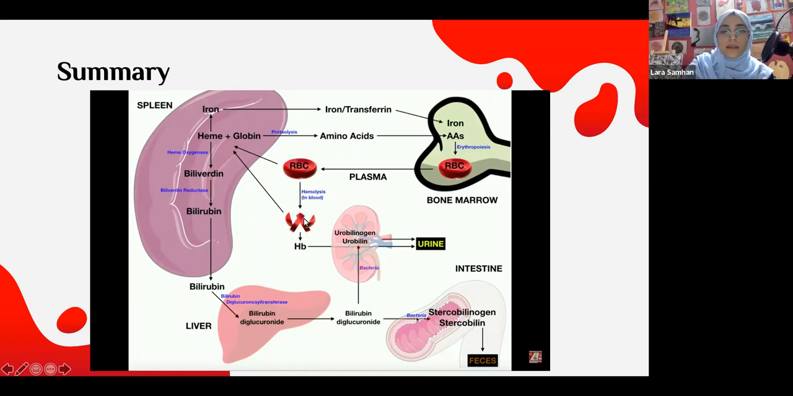It gets lysed either intravascular or extravascular. Extravascular happens either in the spleen or liver, and intravascular is going to happen inside the vessel itself. And then after that, it's going to go to the kidney to be excreted as urine. So this is a summary of the whole thing, how the RBC starts and ends.